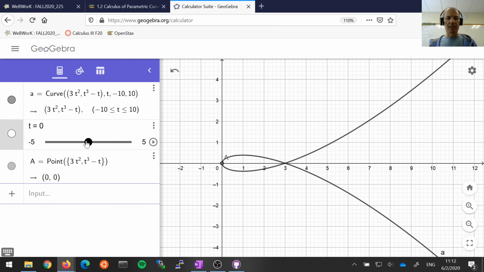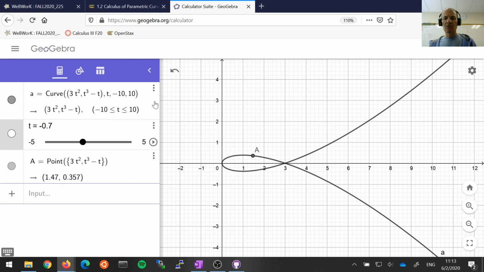Let's look at positive t's. So we move t a little bit to the right of 0, and look at the curve. We're now on this part of the curve. So as I moved away from 0, I went down below, and that certainly looks like it's concave up. So for positive t's, I'm down on this lower part of the ribbon, and it looks concave up. For negative t's, I'm on the upper part of the ribbon, and things look concave down.